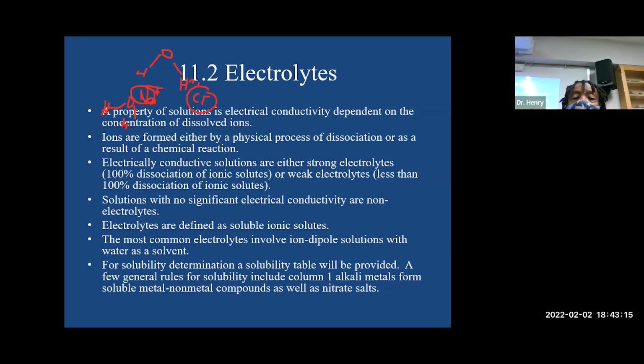So a strong electrolyte is going to be 100% dissolving of ionic solution. A weak electrolyte is going to be less than 100%, much less than 100%, right?